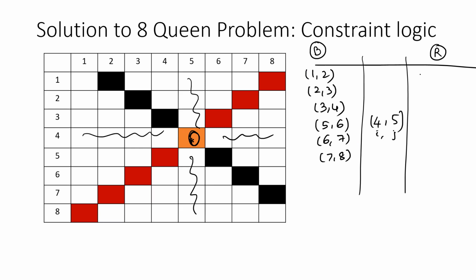Similarly, my red diagonal will be 1 comma 8, then 2 comma 7, then 3 comma 6, then again I can have 5 comma 4, because 4 comma 5 is already used. Then I have 6 comma 3 and 7 comma 2 and finally 8 comma 1.